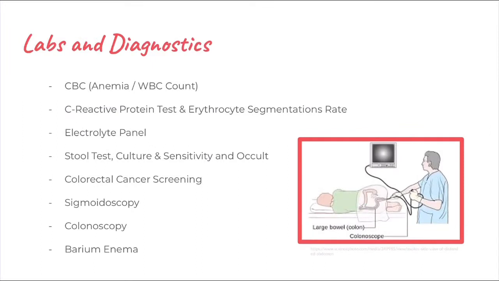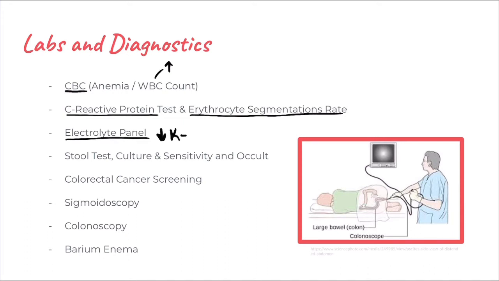As for diagnostics and labs, I can expect the physician to order the following lab tests. This could include a complete blood count, CBC, for anemia or elevated white blood cells. There could also be tests for inflammation, such as CRP, C-reactive protein, and tests like ESR, erythrocyte sedimentation rate. We could also look at the electrolyte panel to measure for any loss of potassium. There could be tests such as stool tests, culture and sensitivity, and ova and parasites to rule out any infection.